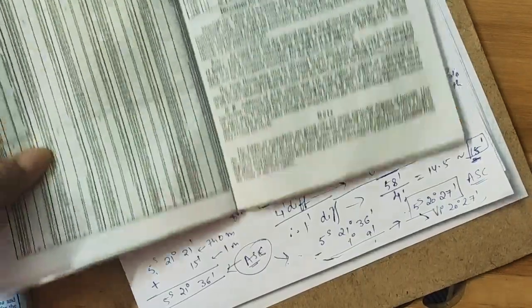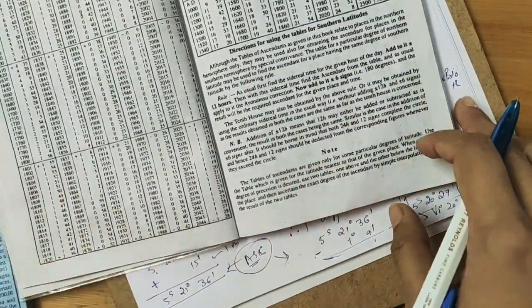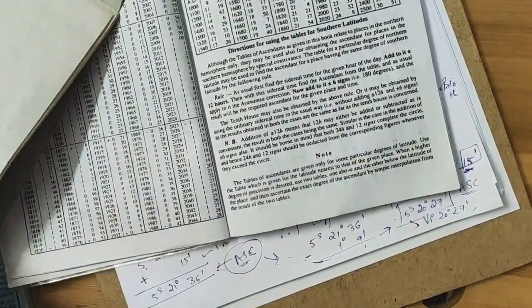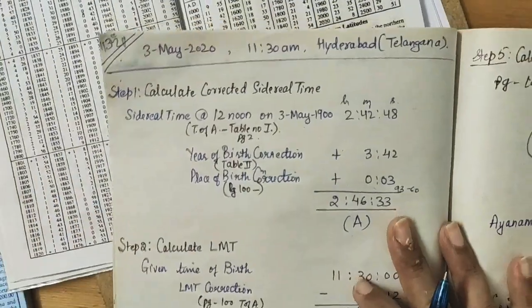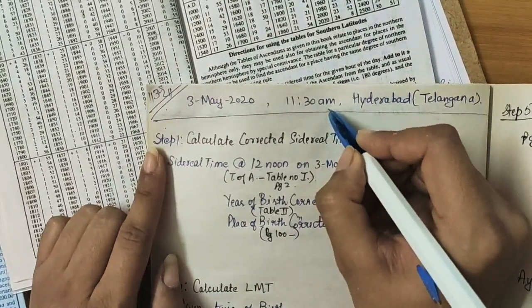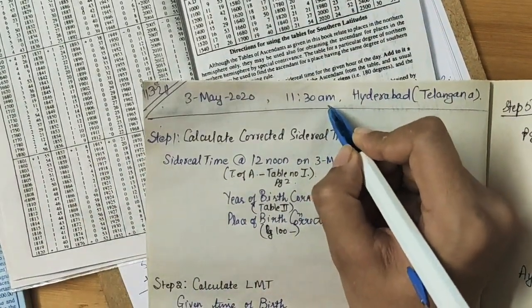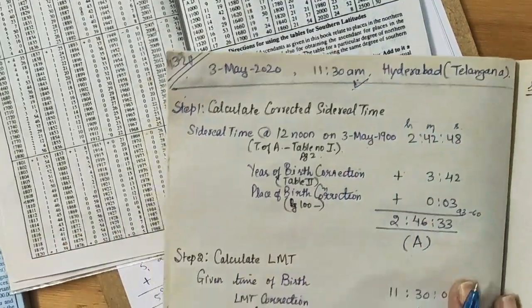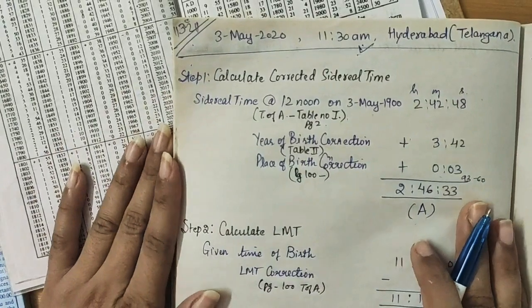Yes. So let's proceed toward the already solved example which I have. I want to show you. Okay, so this is the solved example I want to show you. That was the PM birth I had taken, which was after 12 noon. This one I have taken as 11:30 AM, before 12 noon. So step 1, please look carefully at the steps.